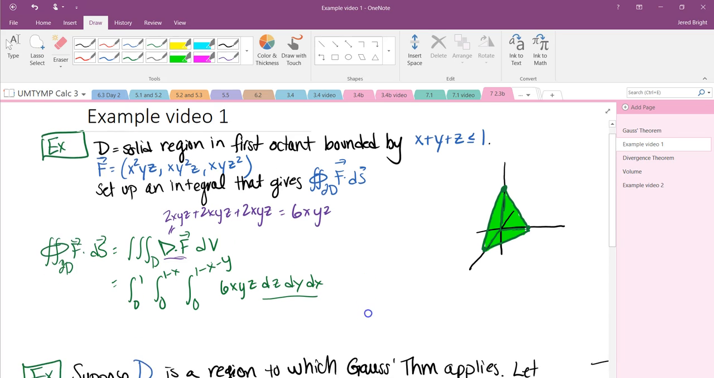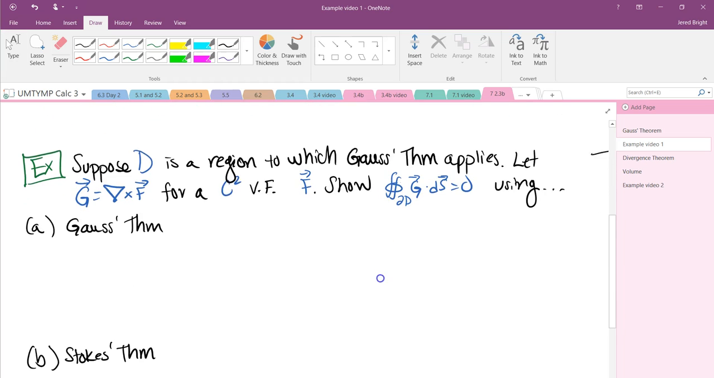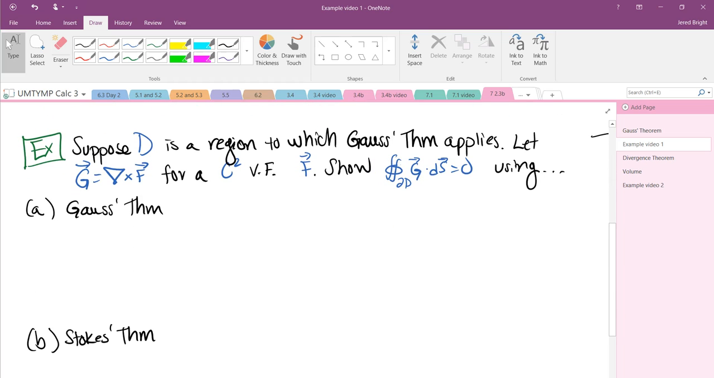Great. Now, something more theoretical to consider, but it's actually kind of fun. Suppose D is a region to which Gauss's theorem applies, so we don't have to check all those criteria. And we have G defined as the curl of a vector field F, and we know it's C2, so continuous second partial derivatives. Show that the surface integral of G is zero using Gauss's theorem, and then eventually Stokes's theorem.